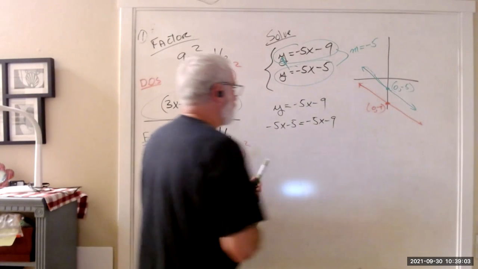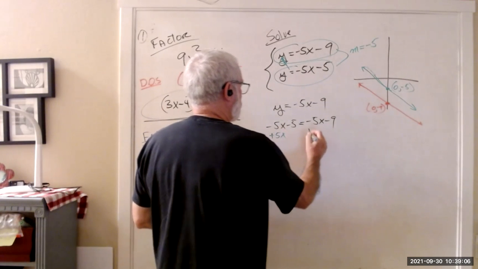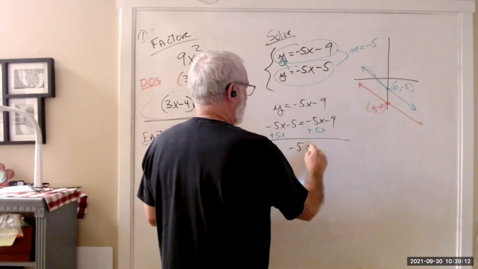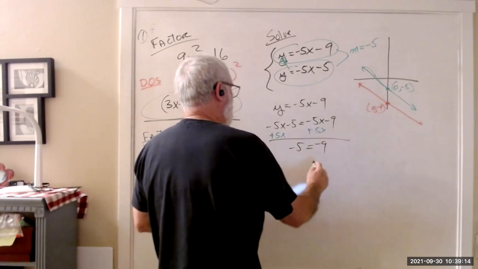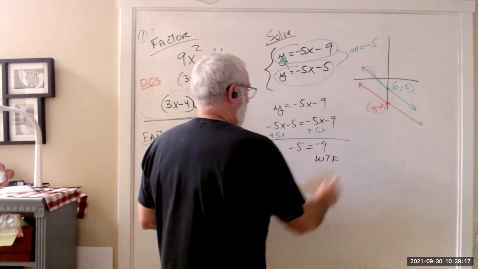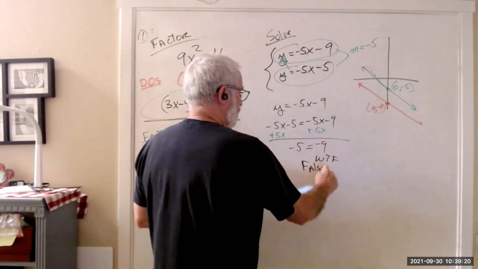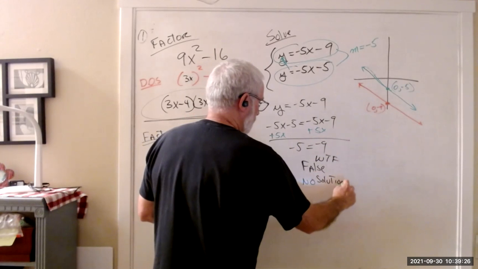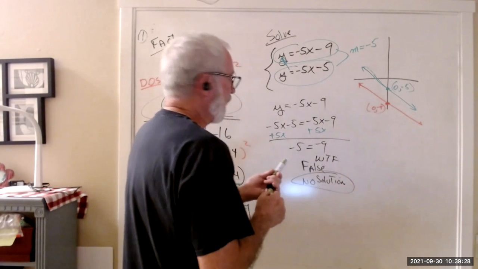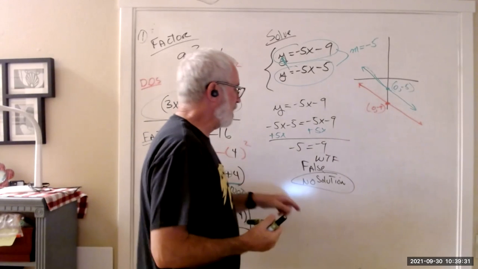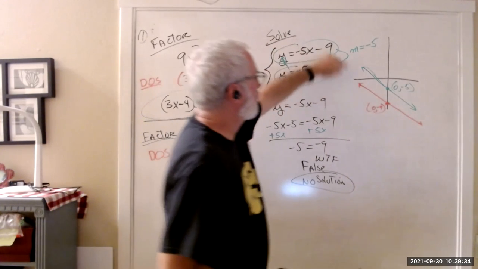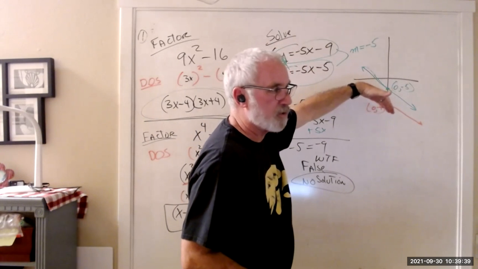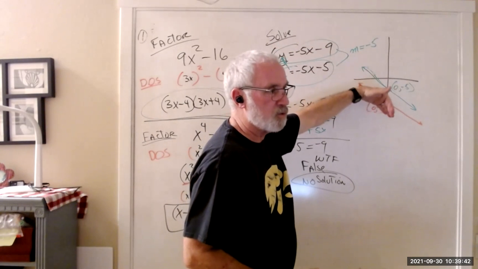Okay, well, if we continue, if we add 5x to both sides, we end up getting in algebra -5 equals -9. Okay, that's a WTF problem, but this time it's false. So there is no solution. I can do it a third way also, but the idea is if we had graphed these, we would say the slopes are the same, so we know they're parallel, and the two lines never cross. So there can't be a solution.